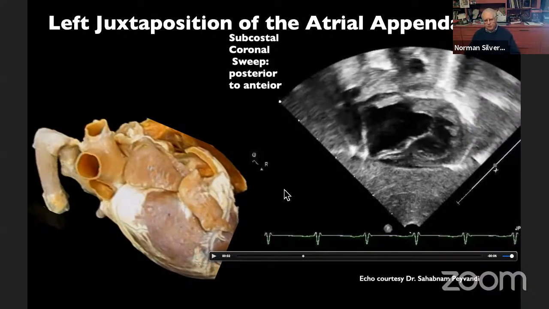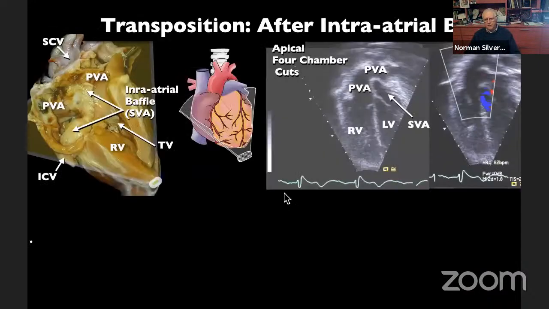So juxtaposition of the atrial appendages. Now I have one or two pictures more. I think I will go until what Grace tells me it's enough. Here's a Mustard procedure in a heart, and you see the inferior and superior vena cava are connected to the left atrium, and the pulmonary veins drain over the baffle into the right atrium.